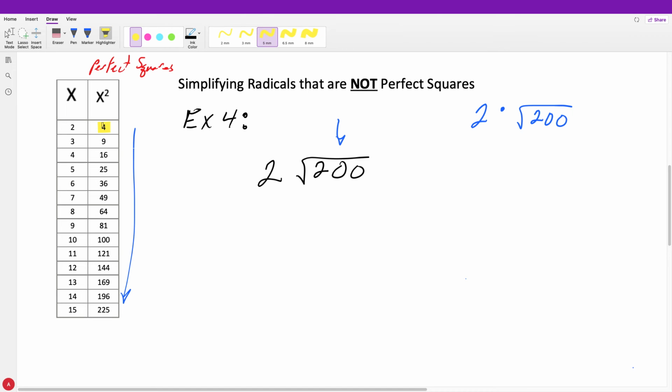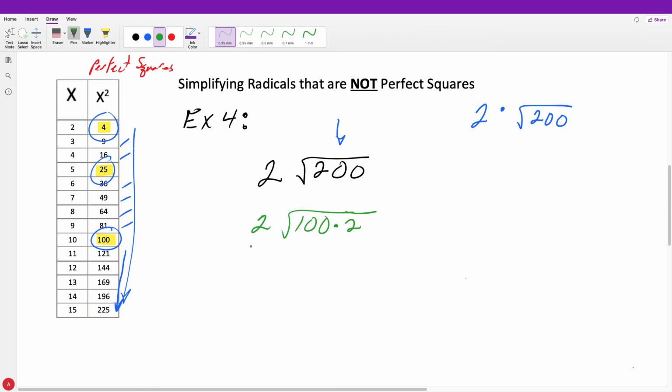Well, does 4 go into 200? Yes, it does. Does 9? No. Does 16? No. Does 25? Yes. Does 36? No. Does 49? No. Does 64? No. 81? No. 100? Yes. And then the rest don't. All right, and because 100 is halfway, we don't have to check the rest of them. So when there's multiple, I take the larger. So that means I'm going to take 100, and 100 goes into 200 two times. So I can rewrite this as 100 times 2.